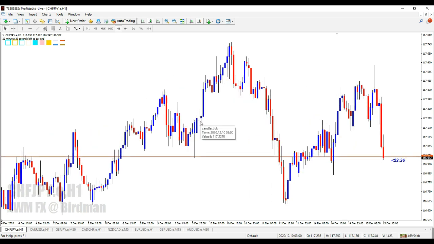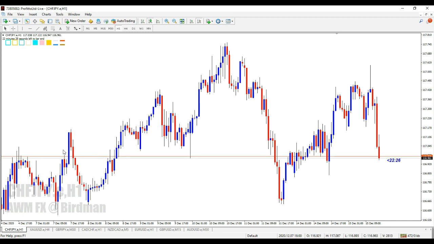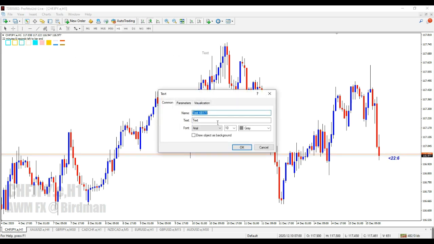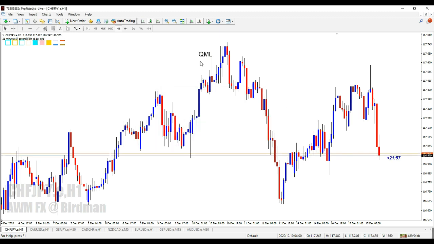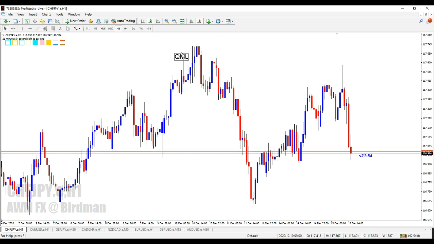It's a very beautiful classical QML compression. The price is moving higher high, higher low, higher high, higher low, higher high, and then higher low. And then the higher high and the higher low. See that before it makes the ultimate higher high, this is where I place my QML. Let me make it bigger, black color. So this is the QML.